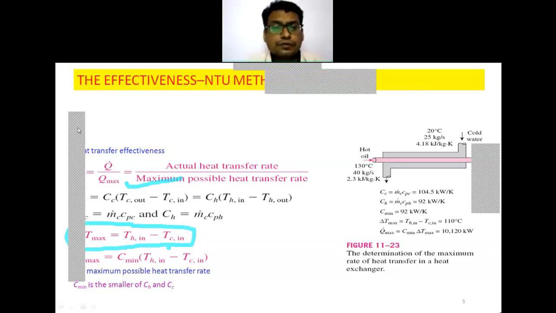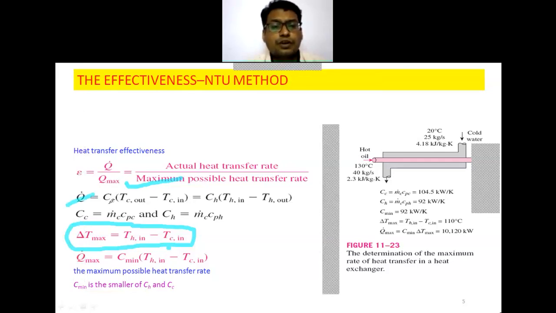And this Q is equal to the capital C; we have written this in terms of the heat capacity rates. This is Cc and this is Ch into the temperature gradient, where Cc is mc Cpc. So I can write Q maximum equal to C minimum into the maximum temperature gradient. This is the maximum heat which can be exchanged, the maximum possible heat transfer rate that can be achieved.